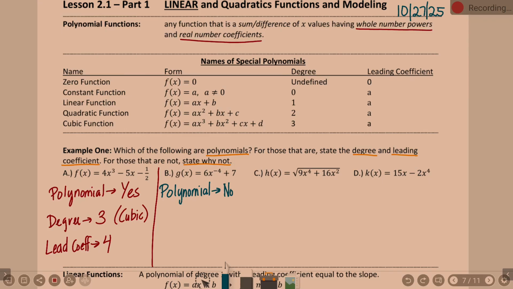Now, that means I'm not going to ask you degree. I'm not going to ask you lead coefficient. But I am going to ask you why. And that's because the power is not a whole number. So you can either say the power is not a whole number, or you could mention the fact that it is negative, because negative numbers are not whole numbers. Okay, good.